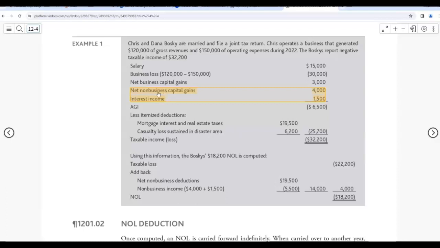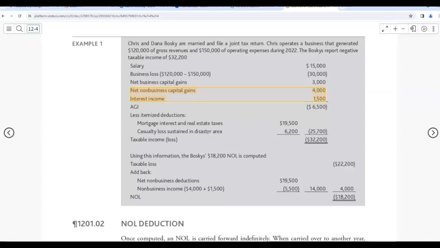So you see here, I highlighted those, I believe. So that's 4,000 plus 1,500, that's non-business. That's a gain. So here you say minus. And net non-business deduction, let's say mortgage interest and real estate, you add that back also. Imagine you were not itemizing. What would you add back here? Standard deduction, okay?